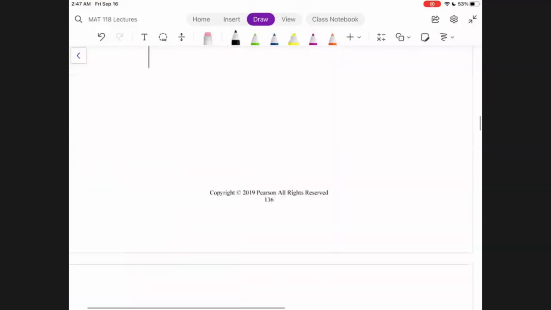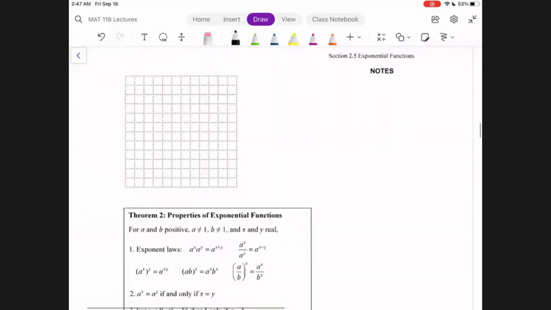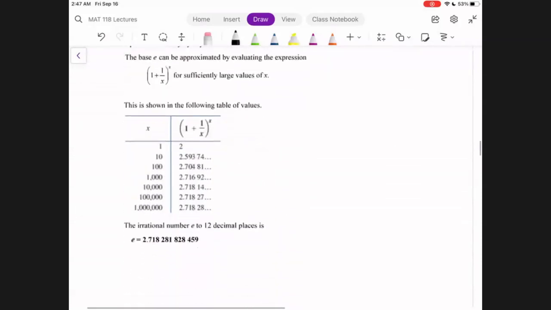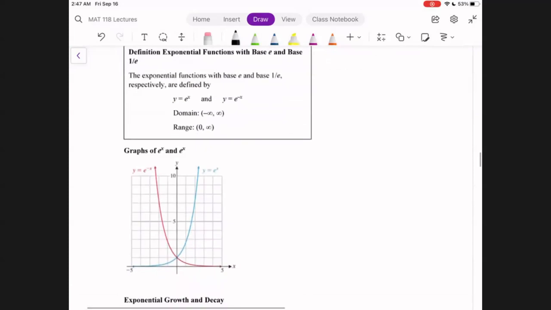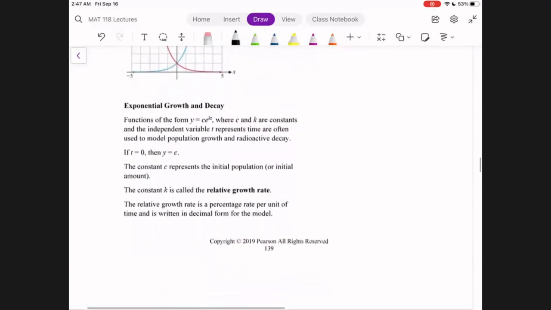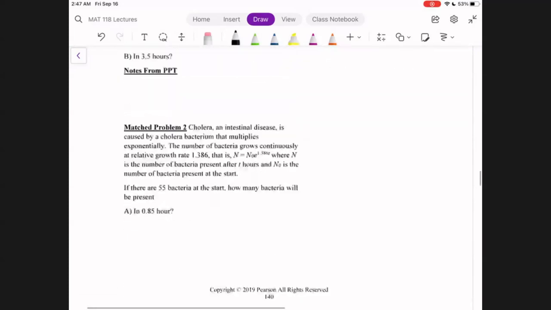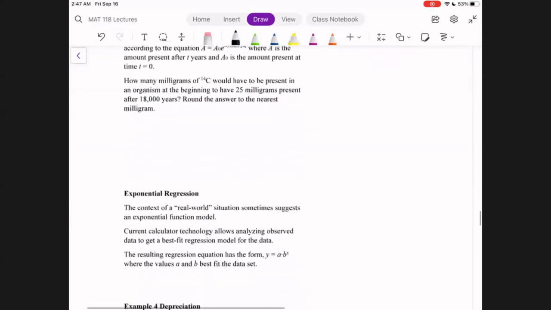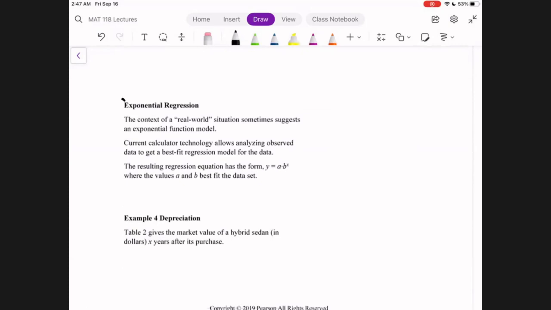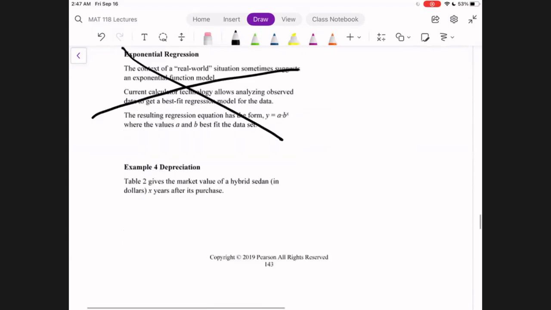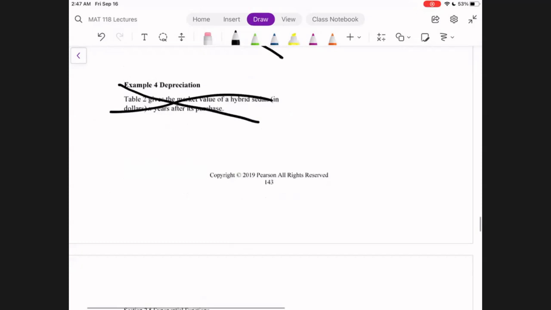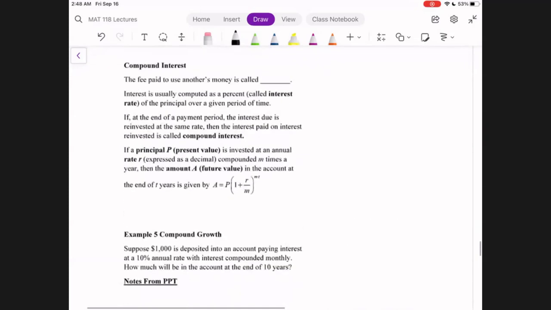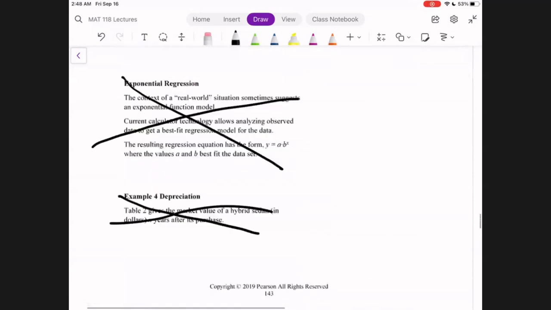Now, one thing I want to just note, if we looked at some other things here, because you'll see here that they do some properties. But one thing I do want to talk about is exponential growth and decay. We'll get to that in a moment. And then it does some word problems here, which we don't really need to do all of them. And we're not doing regression. No exponential regression. But we will talk about compound interest, okay?